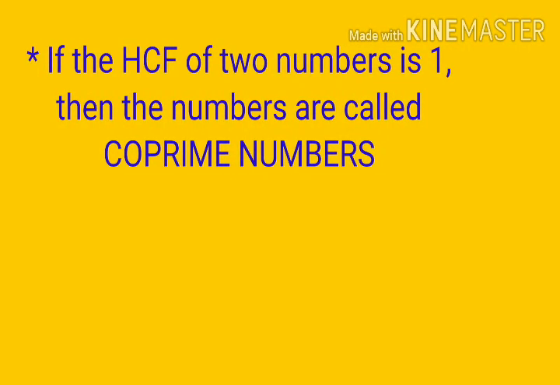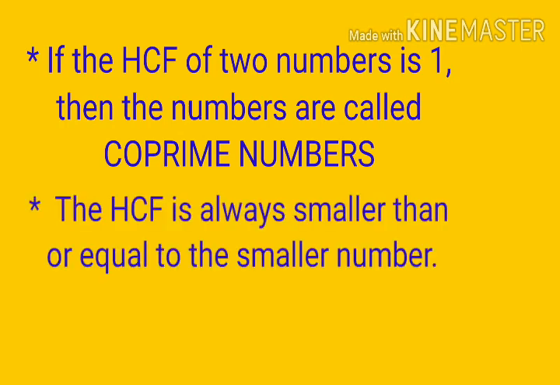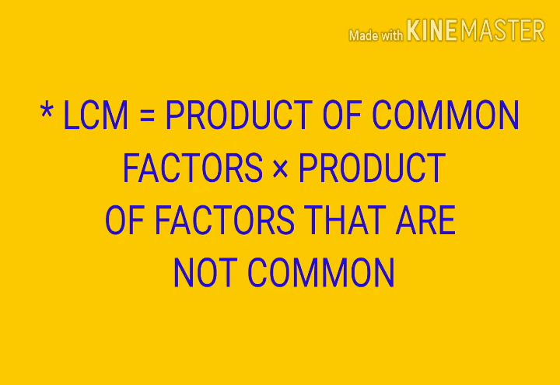And some rules you need to keep in mind. If the HCF of two numbers is 1, then the numbers are called coprime numbers. Next, the HCF is always smaller than or equal to the smaller number. And for LCM, LCM equals the product of common factors and the product of factors that are not common.